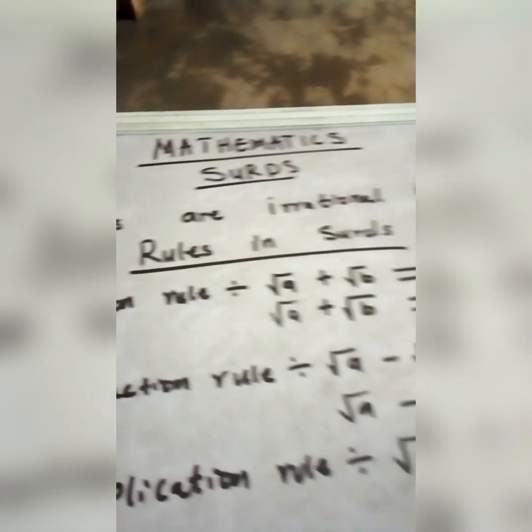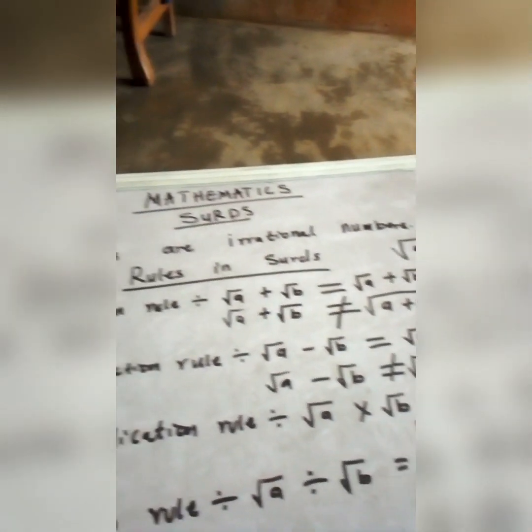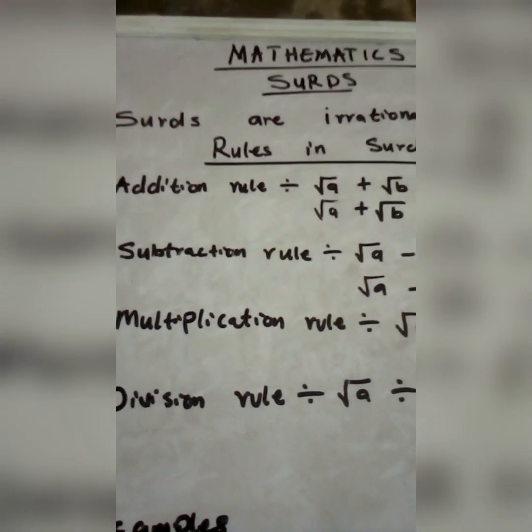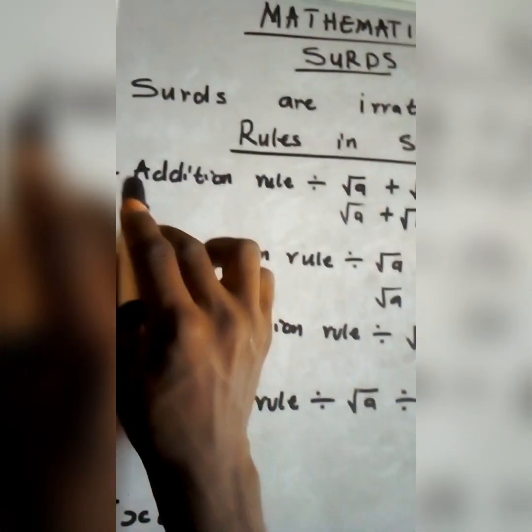Okay, good morning everyone. We're looking at surds today. So what are surds? Surds are irrational numbers, and we have rules that guide surds. Number one, we have the addition rule.